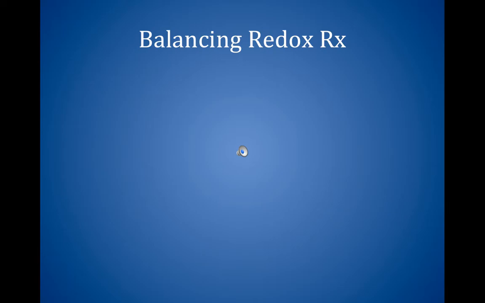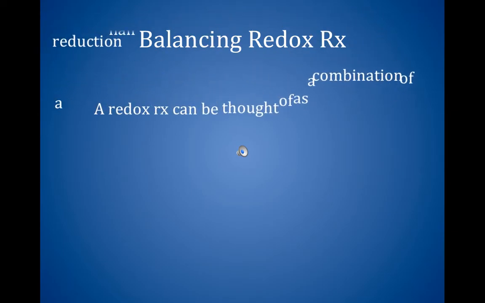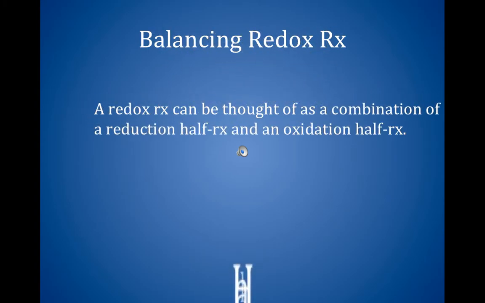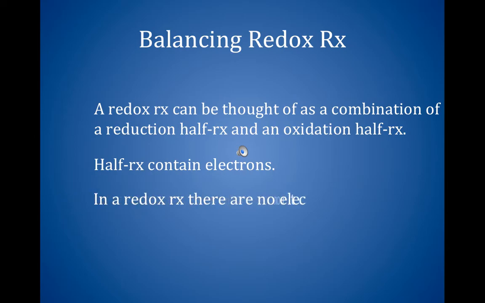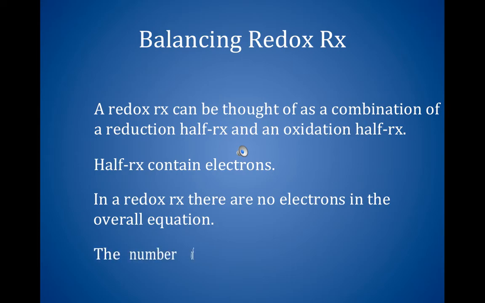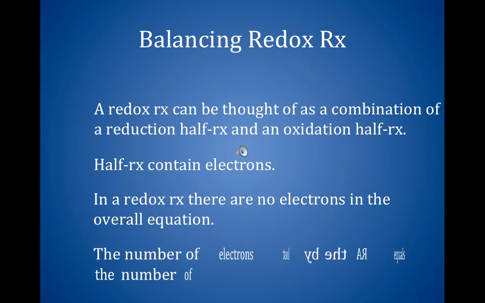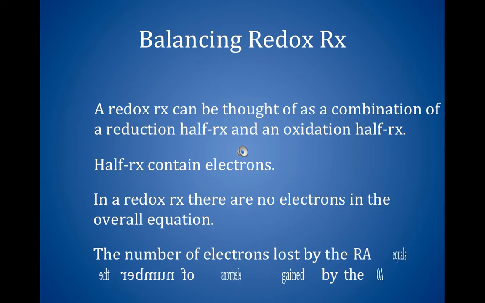So here are the steps for balancing redox reactions. It reminds you that it's redox because it's reduction and oxidation. It reminds you half reactions have electrons, but when you finish a balanced chemical equation that's redox, there are no electrons in that equation. And really, when we go to balance redox reactions, what we're doing is balancing out the electrons. And you're going to see that in the steps in a moment.